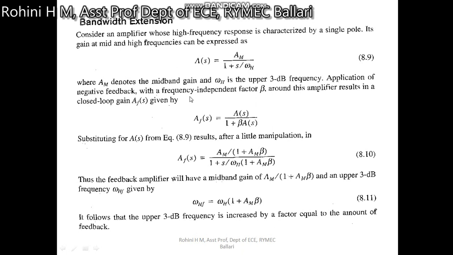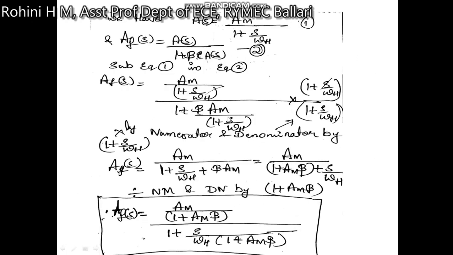Application of negative feedback with frequency independent factor beta around this amplifier results in a closed loop gain Af of S, given as Af of S is equal to A of S divided by 1 plus beta into A of S. Now in this expression we are substituting the above expression. For that I am making use of this slide. This is the first expression, this is the second expression. We are substituting equation 1 in equation 2.